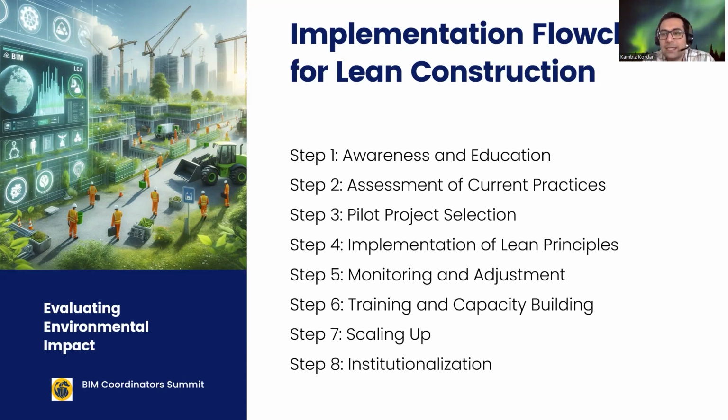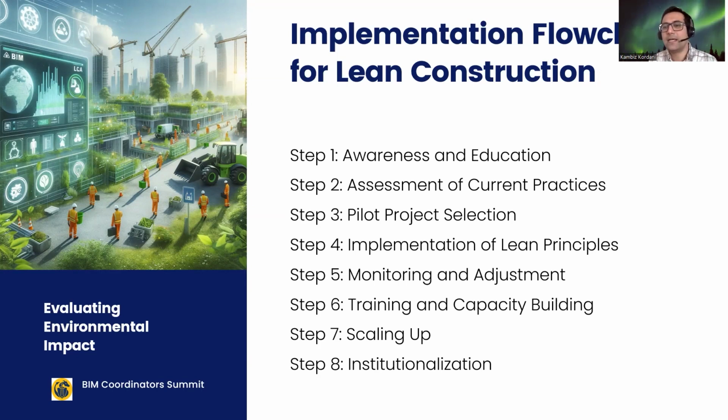First of all, you should select a pilot project to implement lean construction and the Last Planner System. This project should be of manageable size and complexity, allowing for close monitoring and adjustment. In the fourth step, implementing lean principles, introduce lean tools and techniques like 5S and streamlined processes. In the fifth step, we should monitor and adjust the pilot project closely. We should collect data on performance metrics such as project delivery time, cost, quality, and safety.